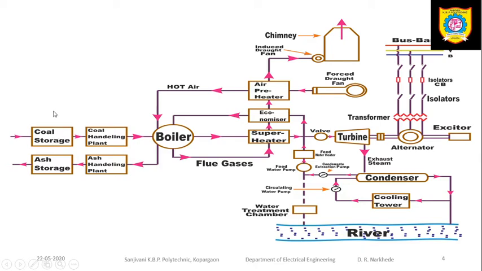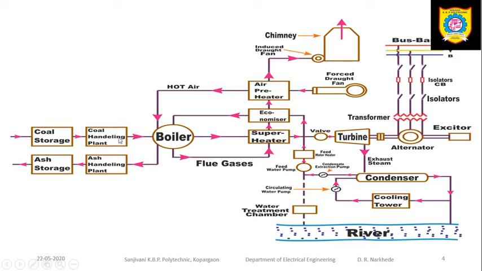Then this coal cannot be directly burned in the boiler as the size of the coal is large. If we burn that coal directly, it does not result in proper combustion of the coal. So we grind the coal in the coal handling plant. That process is called pulverization, in which the coal is converted into fine powder so that it results in effective burning of the coal.